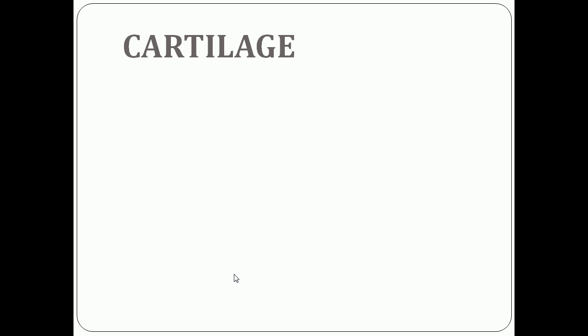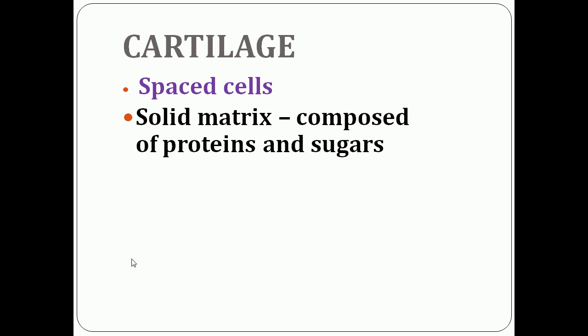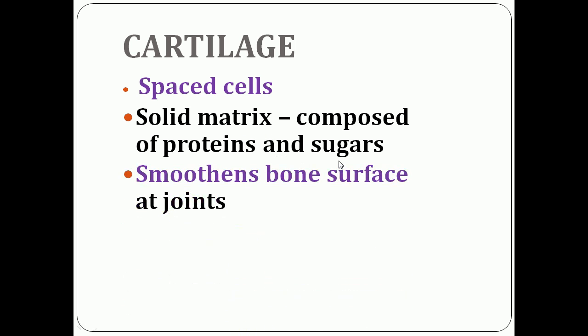The next type of connective tissue is cartilage. Cartilage has spaced cells. It is made of a solid matrix which consists of proteins and sugars. So what is the function of cartilage? It smoothens the bone surface at joints. At joints, cartilage is the connective tissue which smoothens the bone surface.